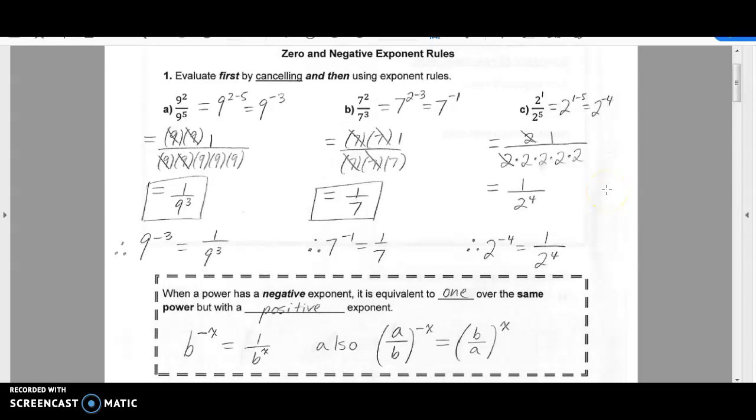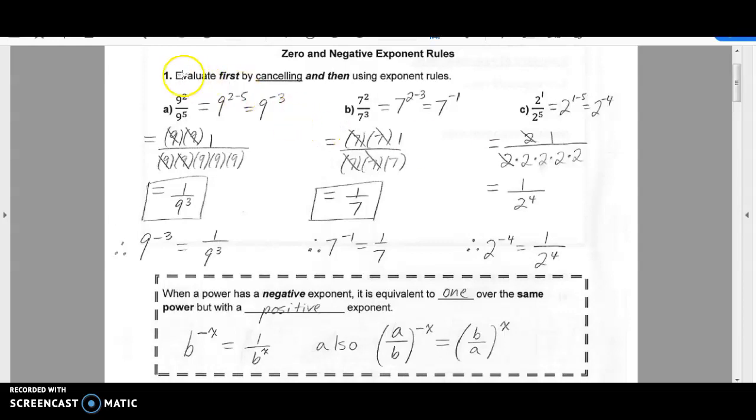Hi guys, so moving on with the second lesson of this new unit. We talked about some exponent rules in the first lesson, and we're going to continue talking about a couple more. So today we're going to deal with zero and negative exponents. So when you have a power of zero, or if you have a negative exponent.